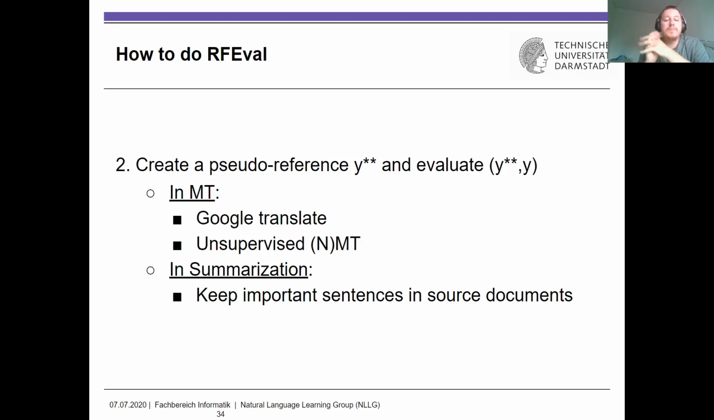One idea that we have explored in one of our recent papers is we could, for example, somehow determine which sentences are important in our source documents. Let's say we have 10 source documents, and we could somehow identify which sentences are more important than others. And we would only keep those important sentences. So we remove all of the rest and only keep the important ones. Then we compare this one document that just contains the important sentences to our system summary, right?